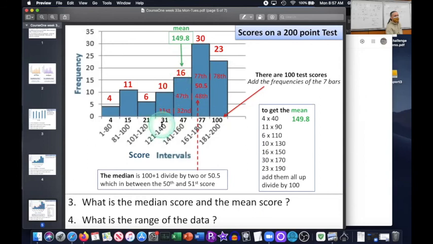Okay, so 16 plus 31 is 47. So in the bar from 141 to 160, the 47th number would have been the last number in that group. The 48th number would have gone in the next bar. Okay, and then I added 30 to 47 and got 77. So that means the 77th number would be the last number in the biggest bar here. So in between 48 and 77 would be the 51st number. All right, so that's how to locate the median. And notice that's a little more involved.